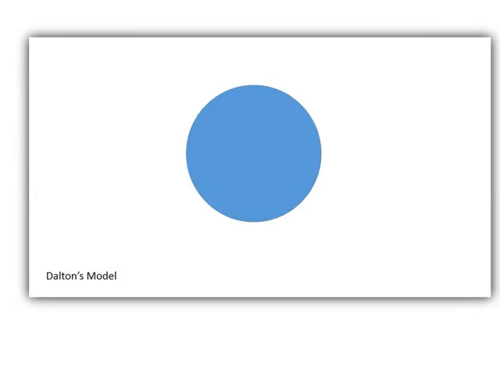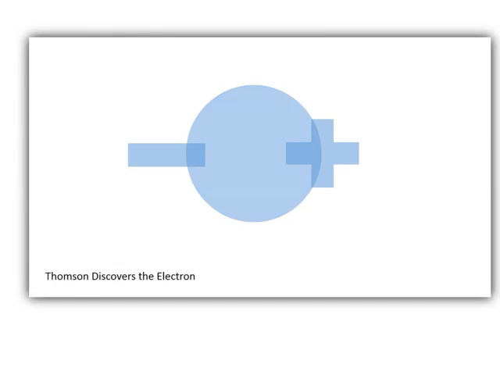I'm going to start off with Dalton's model of the atom. And Dalton believed that the atom was indivisible, so I've just represented it here with a solid sphere, no parts. Later, Thomson discovers that the atom actually has a negative part, which he calls the electron, and this means that there also must be a positive part to the atom. But he doesn't know much about that.